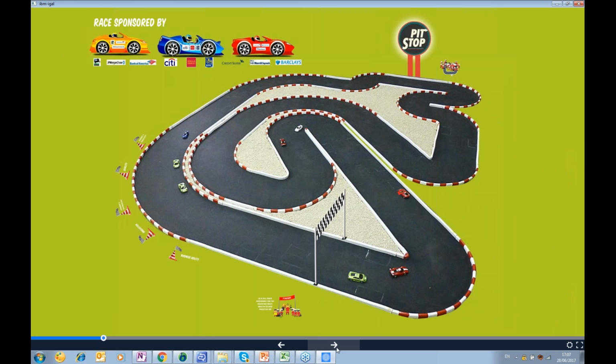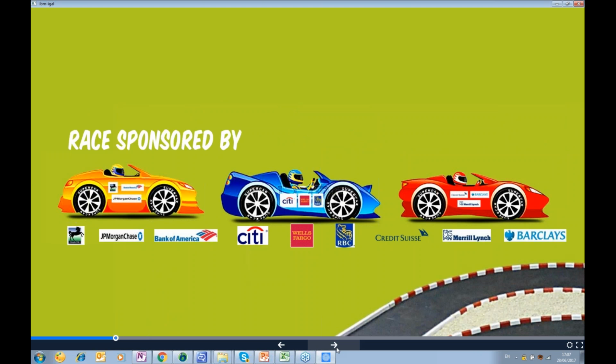So let's start. What you can see here is a car racing course, and I use this analogy to tell you the case study. When it comes to car racing, you know, there are sponsors. And this is actually a real sponsor of Formula One, and they are also our customers. As you can see, Citi, Wells Fargo, JP Morgan, Bank of America. So first we need to take into account our customer.